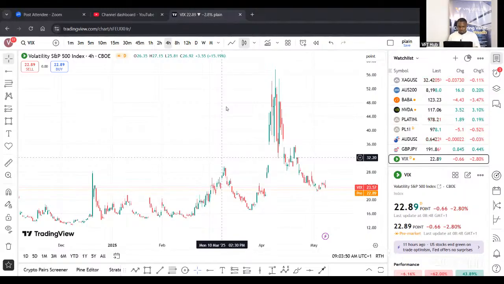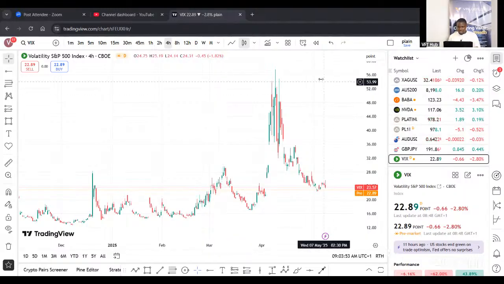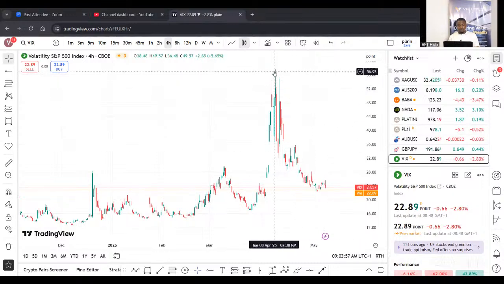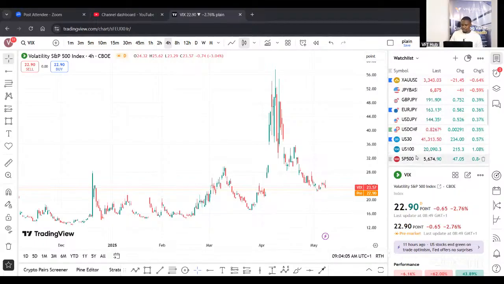So that's basically it. It is simple too. It's like the fear index. When they are very, very bullish, investors are panicking, investors want to run to safety. I hope that helps. All right, let's come back to our S&P 500.